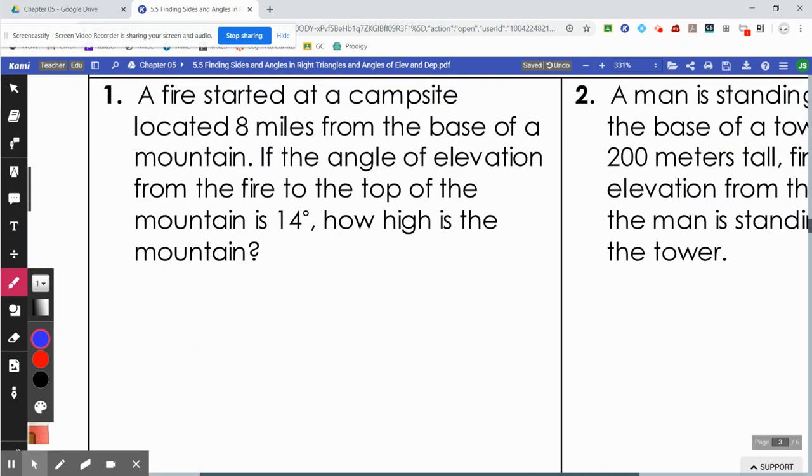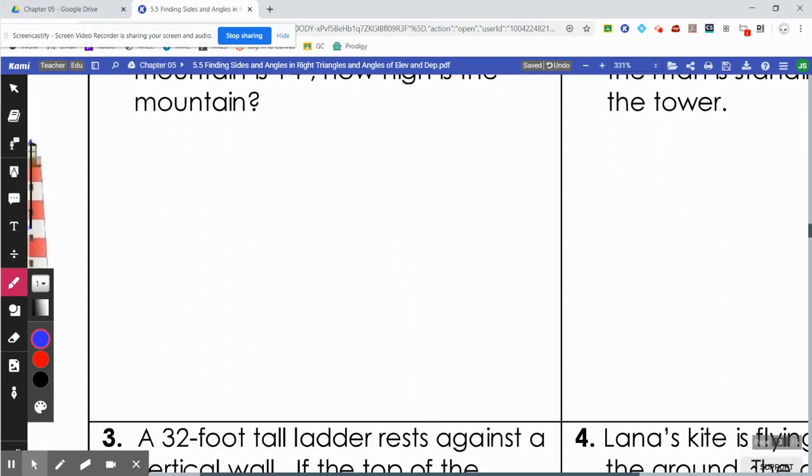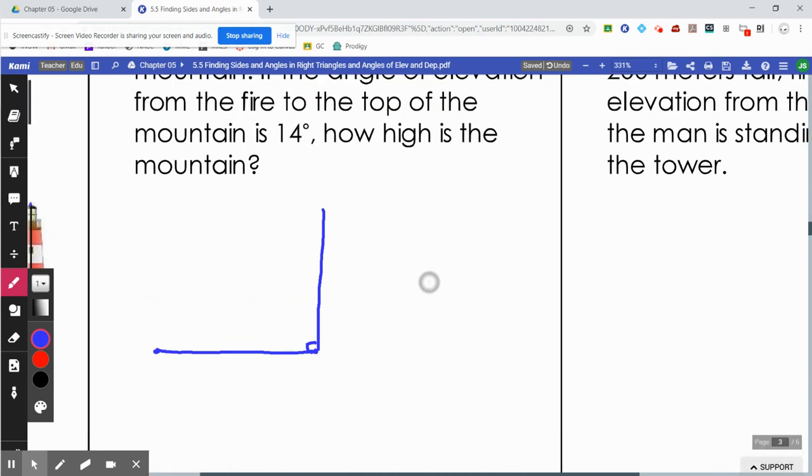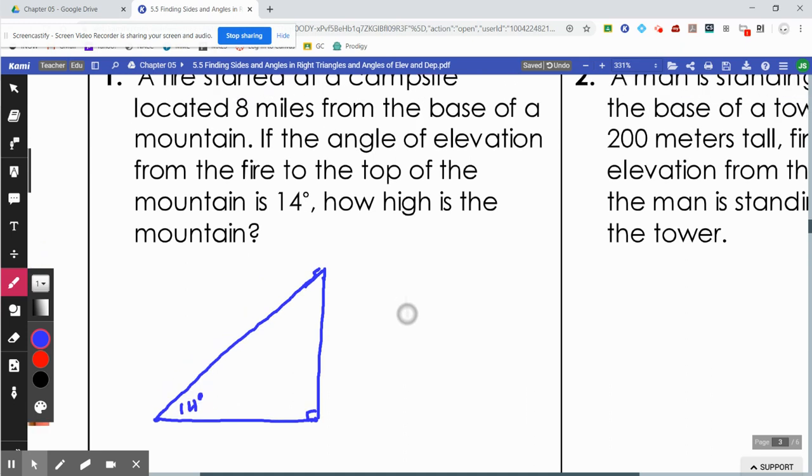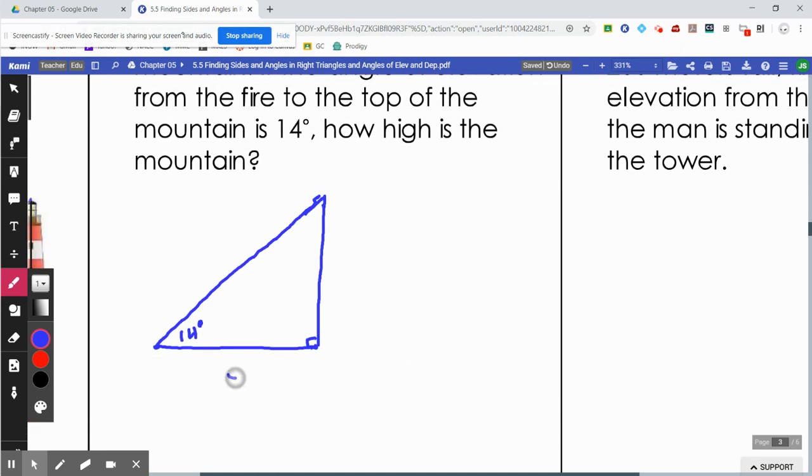So first problem, a fire started at a campsite located 8 miles from the base of a mountain. If the angle of elevation from the fire to the top of the mountain is 14 degrees, how high is the mountain? So you have a mountain. We're just going to draw a vertical line for the mountain. And then you have the base of the mountain, which is right here. A fire starts here. And it says the angle of elevation, if you're looking up at the mountain from the fire, up to the top of the mountain is a 14-degree angle. It says the fire starts 8 miles from the base of the mountain. How tall is the mountain?